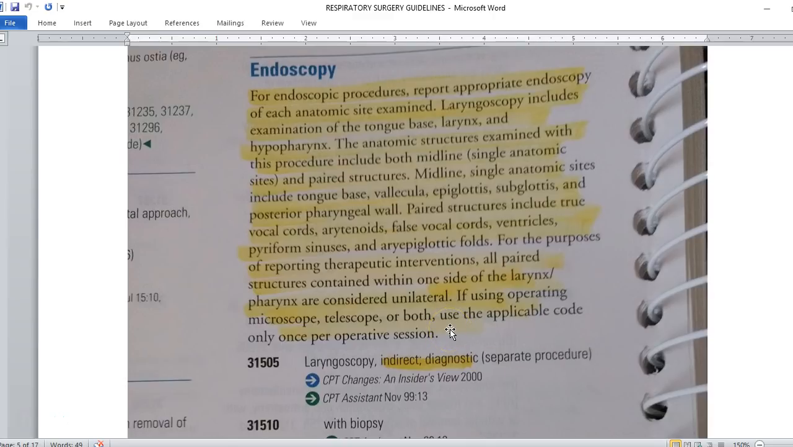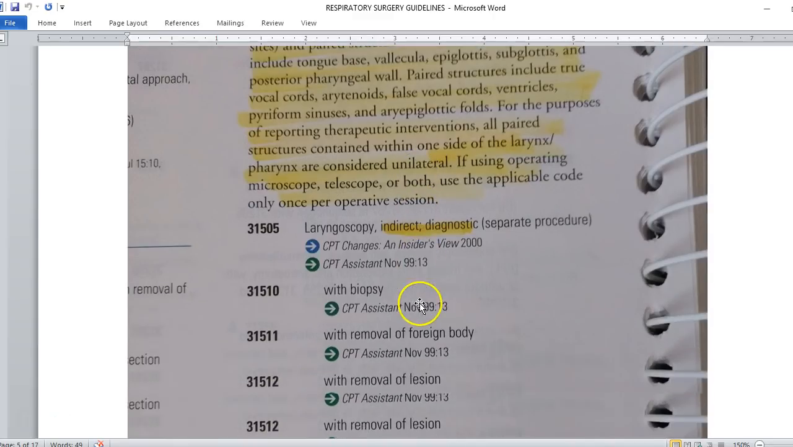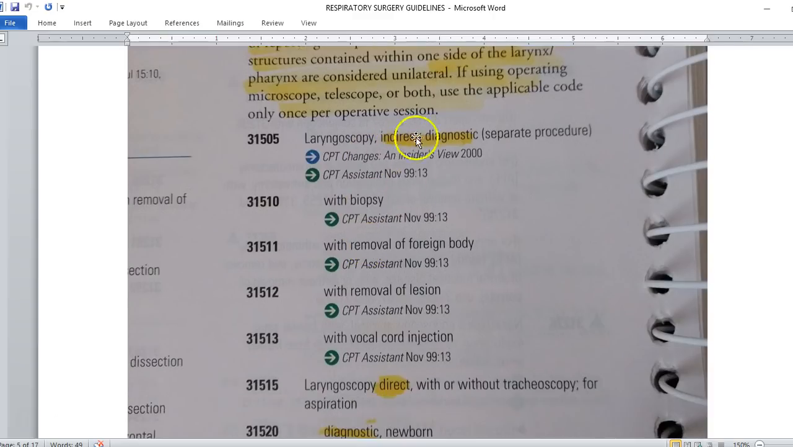Here's the thing. We have direct and we have indirect laryngoscopies. Indirect laryngoscopies mean that we're going up the nose and then down into the respiratory system, versus direct means we're going in the mouth and then directly down the respiratory system. For indirect laryngoscopies, they need to tell us what we are doing with it. If we're just looking around, it's diagnostic. If we're removing a foreign body, now it becomes surgical.